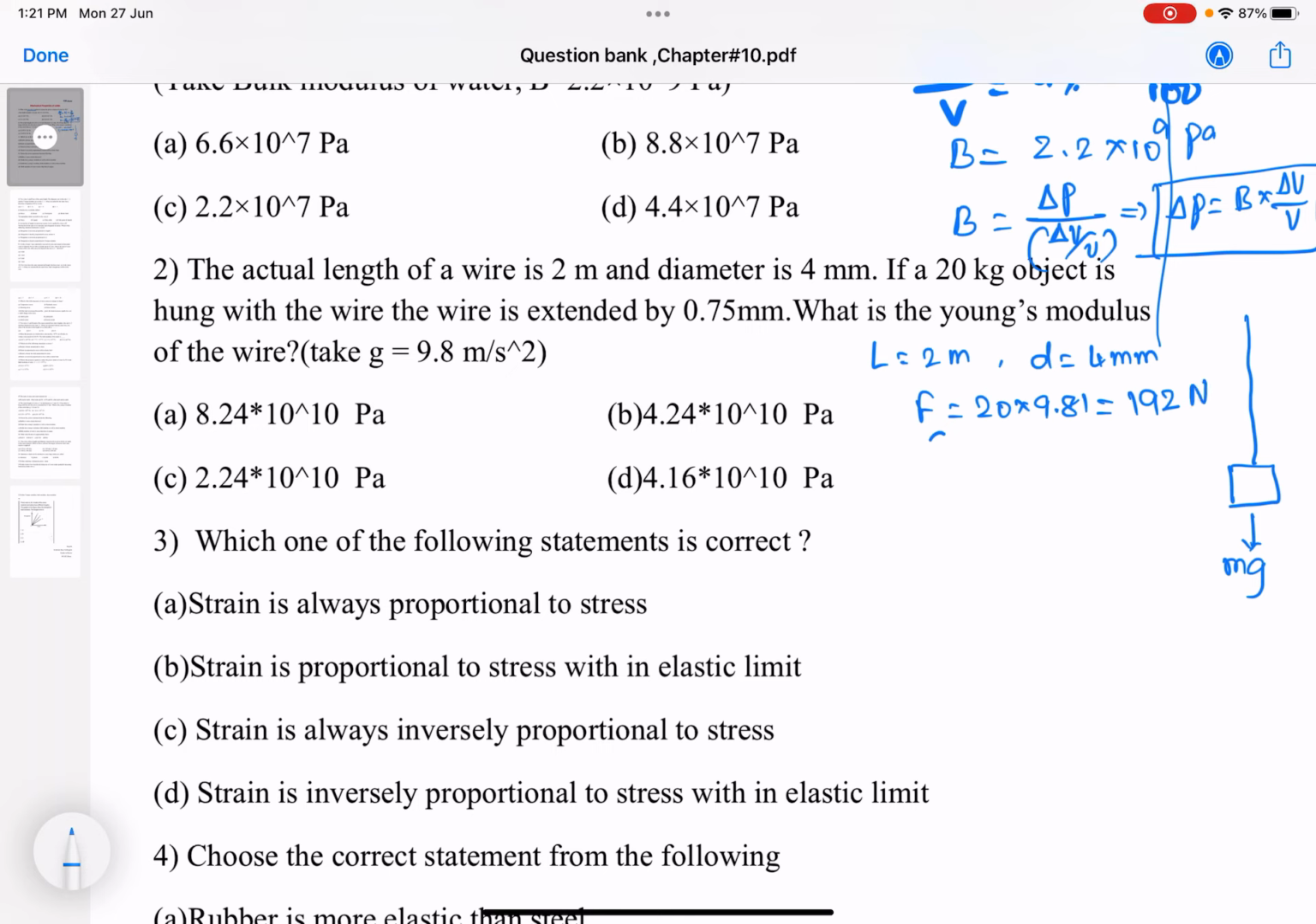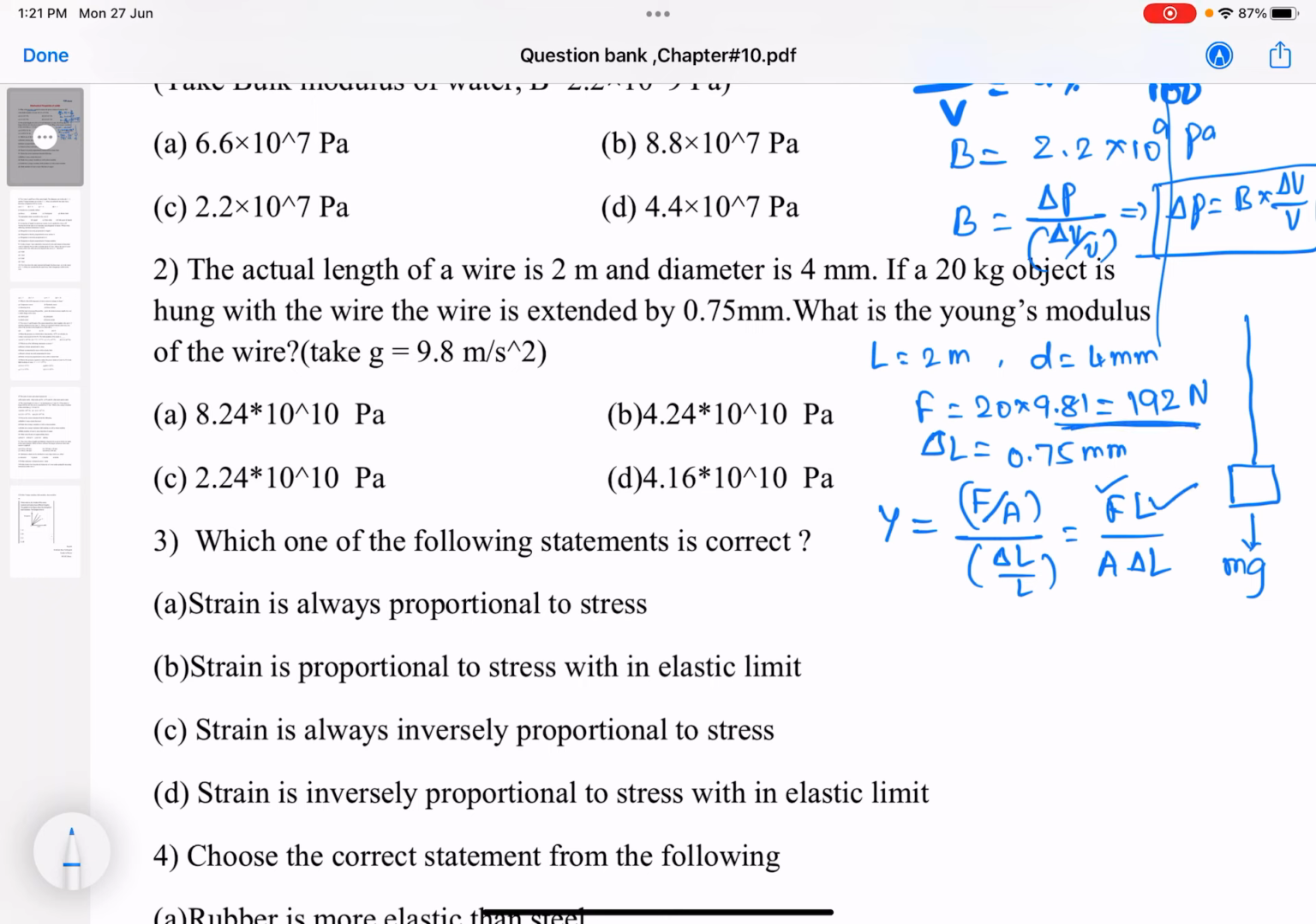Right. And the extension of the wire is also given, delta L equal to 0.75 mm, converted into meters. What is the Young's modulus? We know the Young's modulus equals stress divided by strain. Longitudinal stress divided by longitudinal strain. Longitudinal stress is nothing but restoring force per unit area divided by delta L by L. So you will get F into L by A delta L. He has given force M into G. You got the force value.